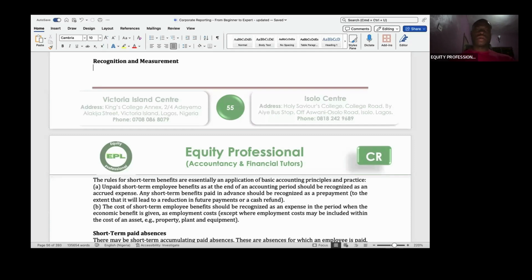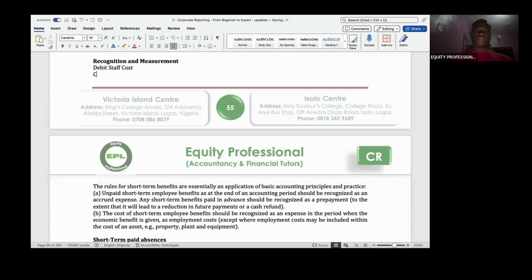So in this part of the world where we pay monthly, that means at the end of every month or at the due date of payment, when the employee will have worked and made effort, you need to recognize these short-term benefits, usually wages and salaries, by debiting staff costs, and usually we can credit accrued staff costs at the end of every month.